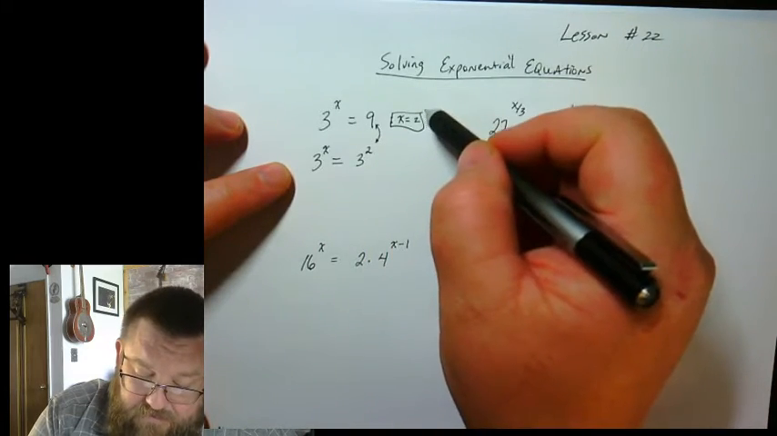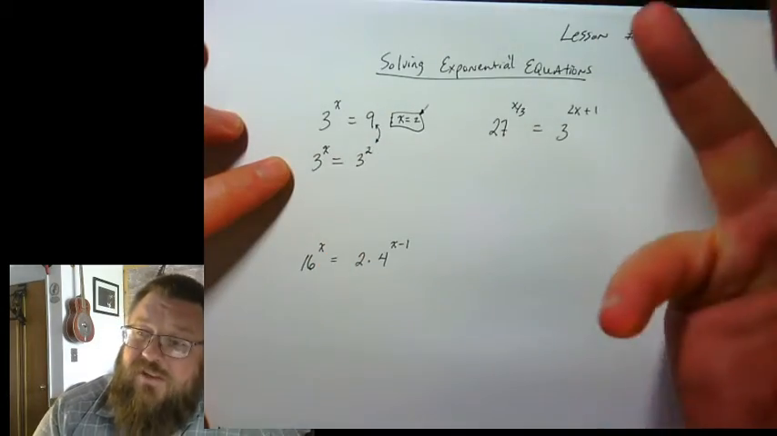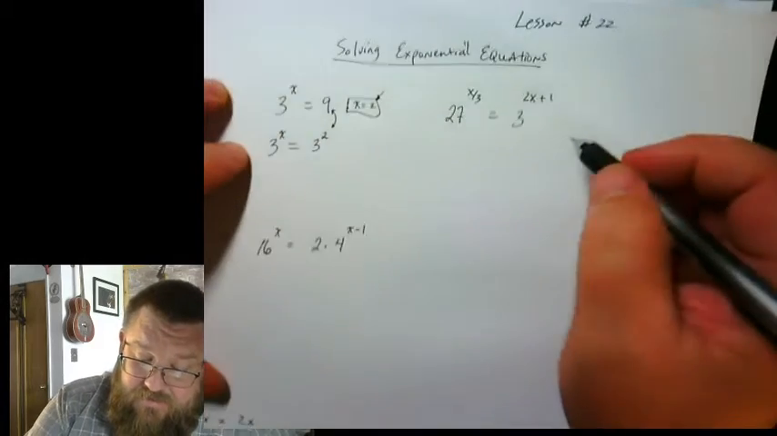Here, when we came up with x equals 2, we just figured it out. 3 to what power is 9? 2, right? But let's say you couldn't figure that out. What would you do? Well, you would do just that. Let me give you another example.